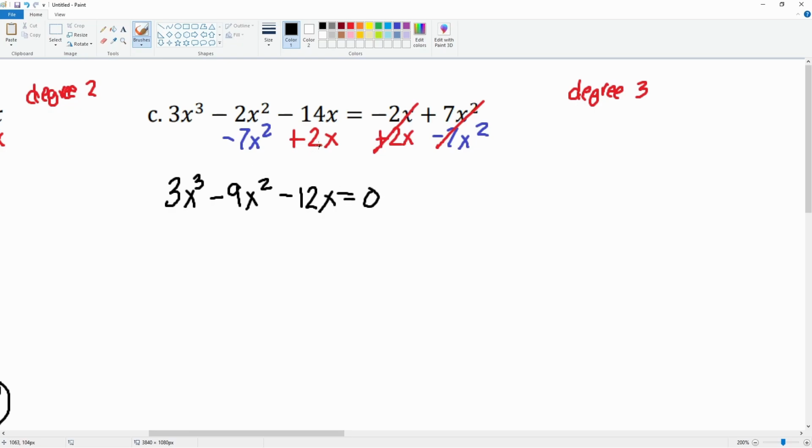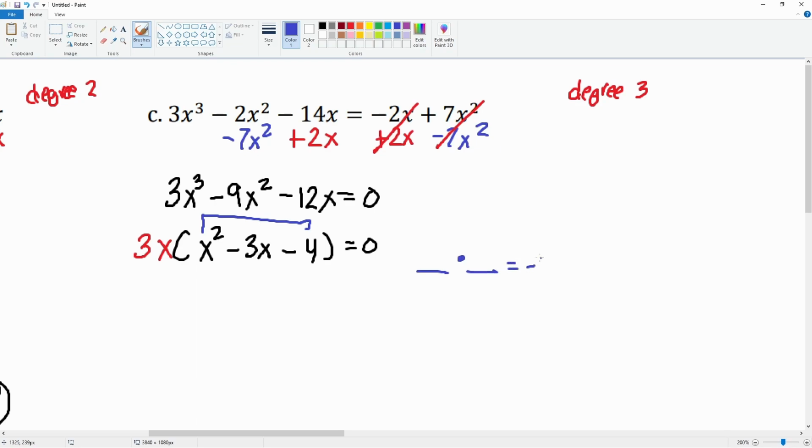Now we could try to factor, or we could look for a GCF. The GCF here is going to be a 3 and an x, because there's an x in each term and there's a 3 in each term. This leaves you with x squared minus 3x minus 4 is equal to 0. Okay, now the stuff on the inside, you're allowed to factor. So you're trying to find two numbers that multiply to make negative 4 that add up to this middle number of negative 3.